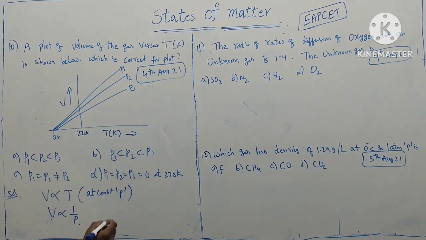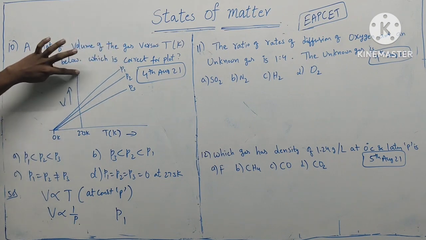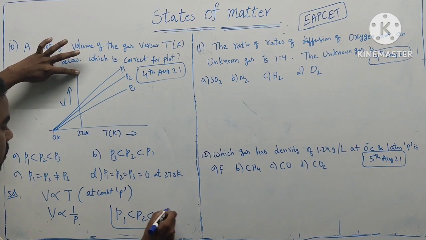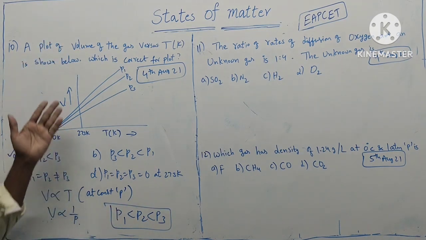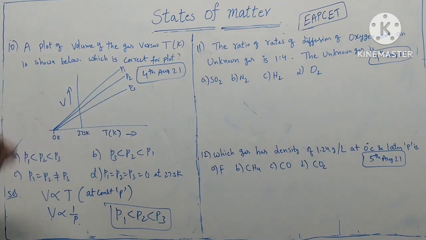So according to this, the P1 value is very less because volume is more. Next P2, next P3. So P1 is less than P2 is less than P3. So answer A. Very easy. Volume is inversely proportional to pressure. That's why P1 value is less, P3 value is more.